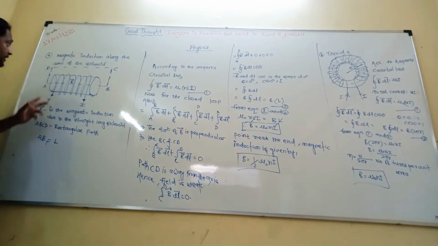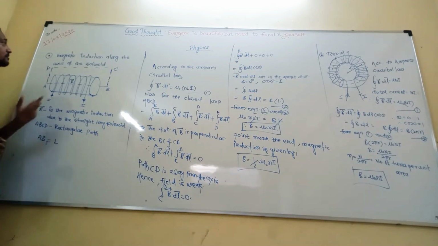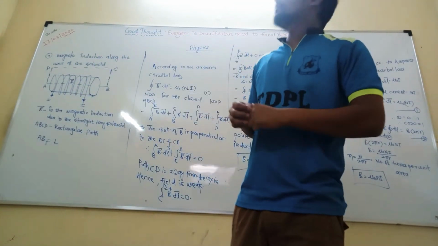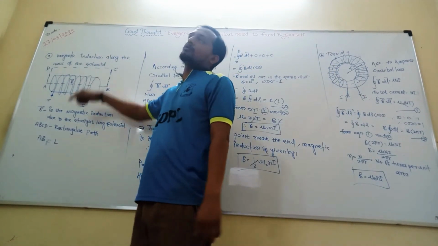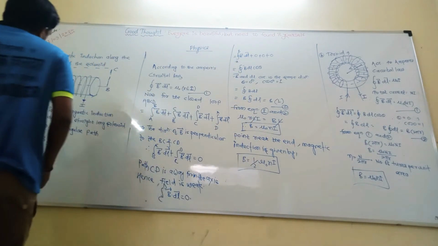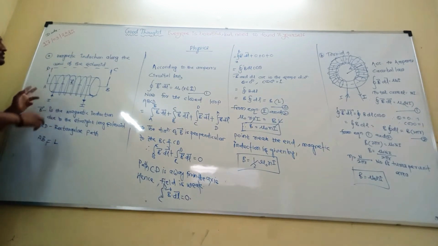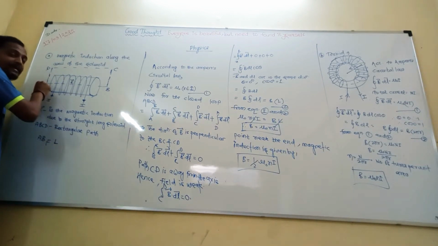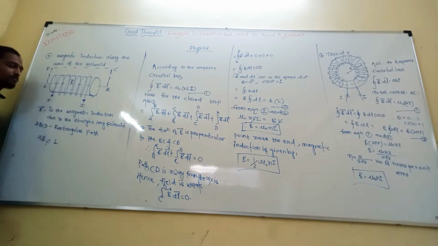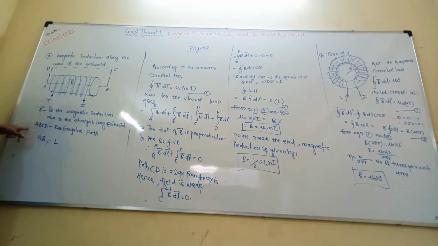Hello friends, today we are going to discuss the next application of Ampere's law, that is the magnetic induction along the axis of a solenoid. So what is a solenoid? When we wind a wire around a core, with a number of turns around the core, we call it a solenoid. When we pass current through it, it produces a magnetic field along the axis of the solenoid. So B bar is the magnetic field produced along the axis of the solenoid.